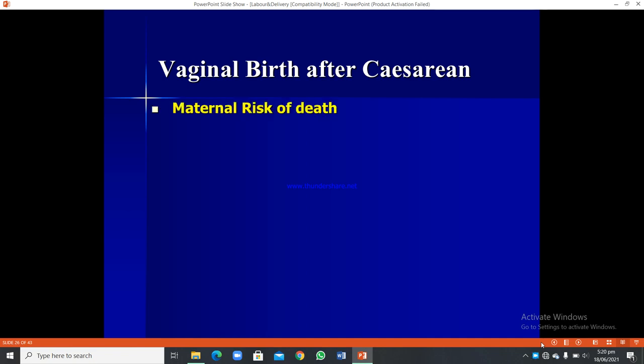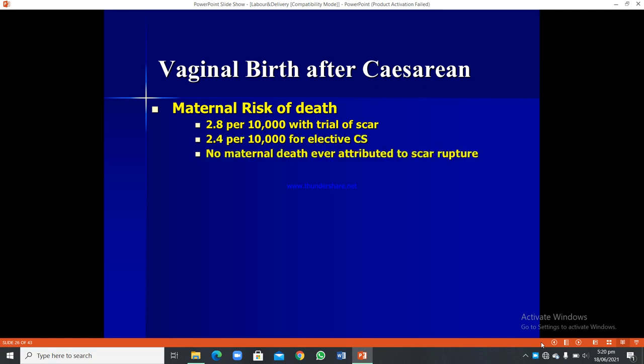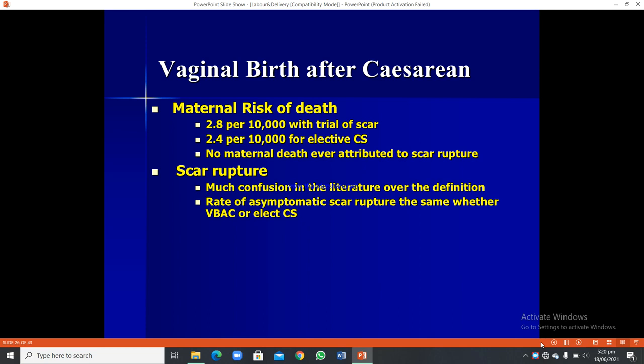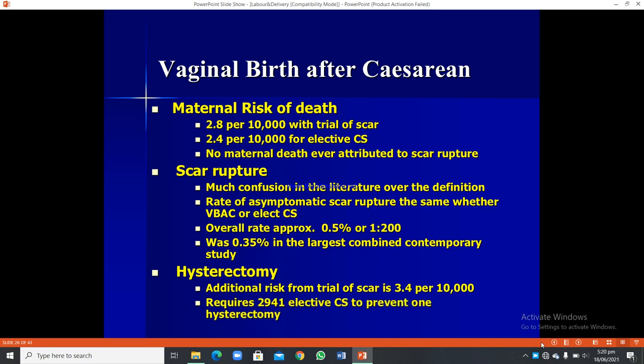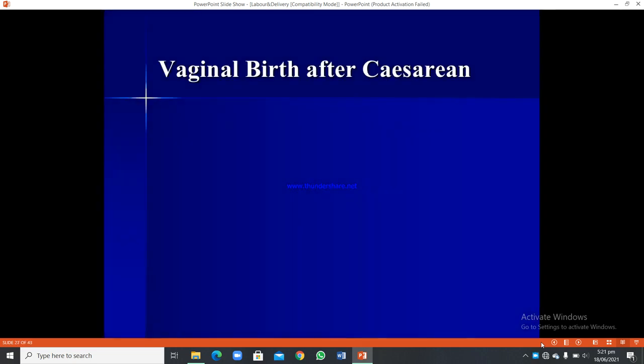Vaginal birth after caesarean, VBAC. There is maternal risk of death, of course, and no maternal death ever attributed to scar rupture. Scar rupture, much confusion in the literature over the definition. Rate of asymptomatic scar rupture is the same whether VBAC, that is vaginal birth after caesarean, or elective caesarean section. Hysterectomy: additional risk from trial of scar is 3.4 per 100,000. And then again, it requires 2941 elective caesarean sections to prevent one hysterectomy.